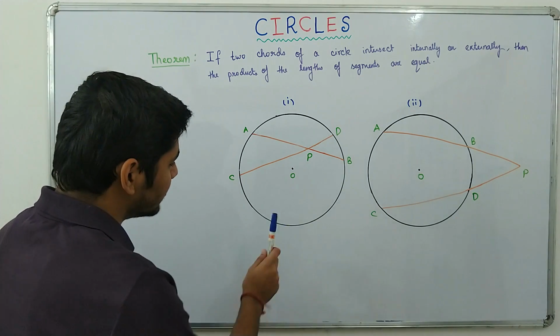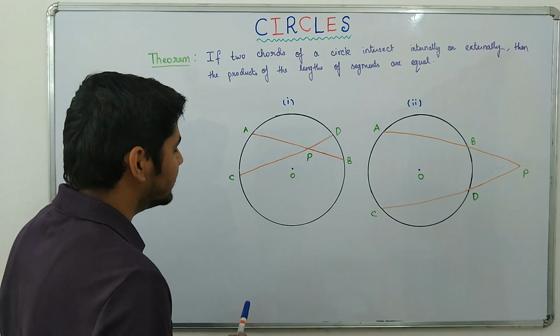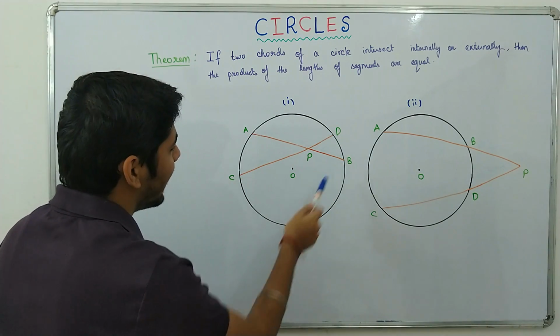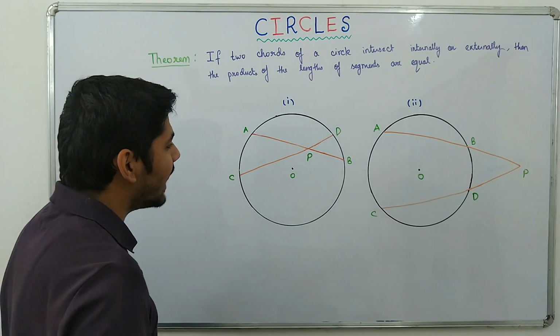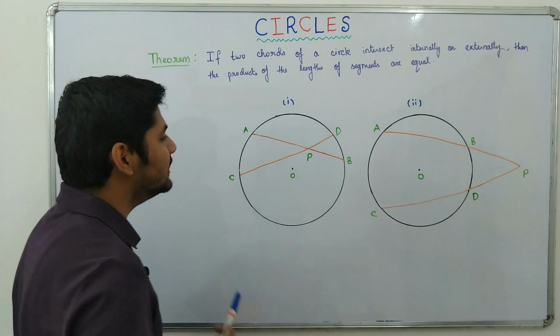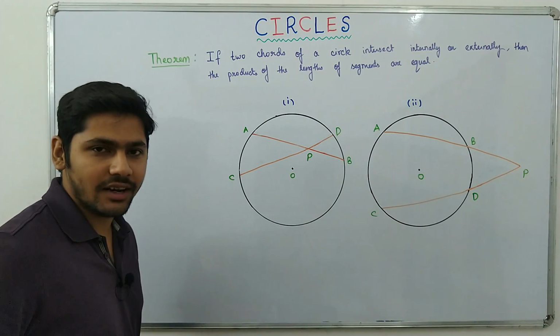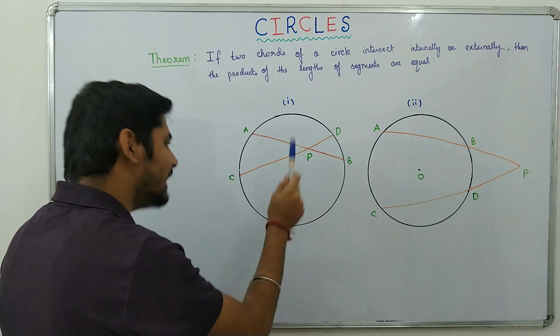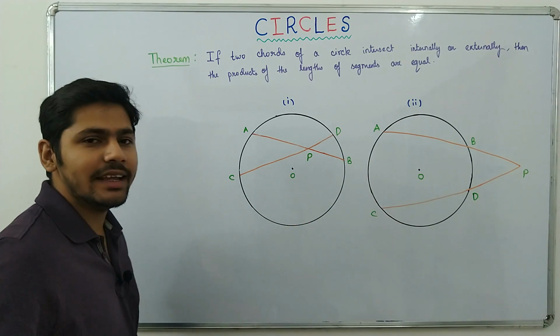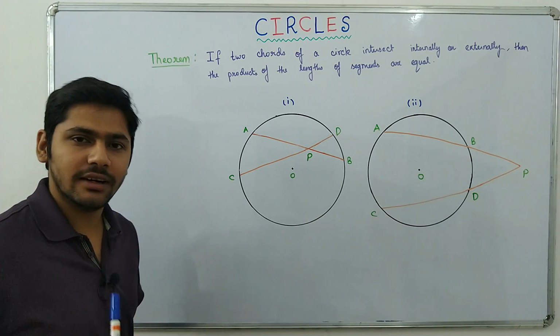In figure 1 we have a circle and two chords of the circle, chord AB and chord CD. Both these chords are intersecting at a point P. That means these chords are intersecting internally. You can see the point P, that means the point of intersection is inside the circle, so they are intersecting internally. That is what it means.